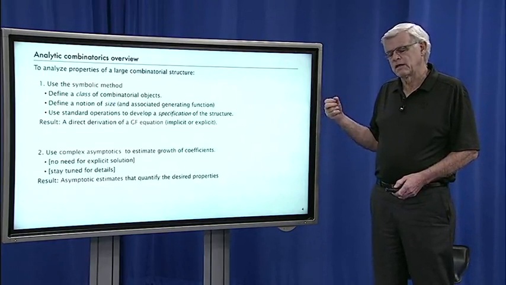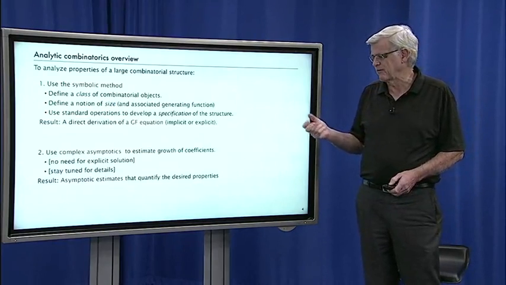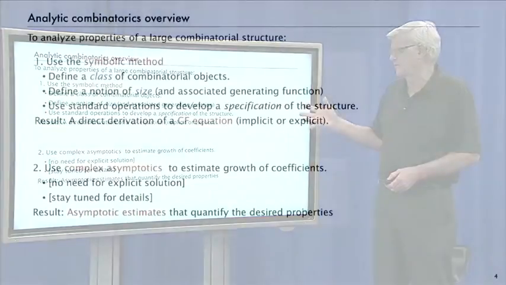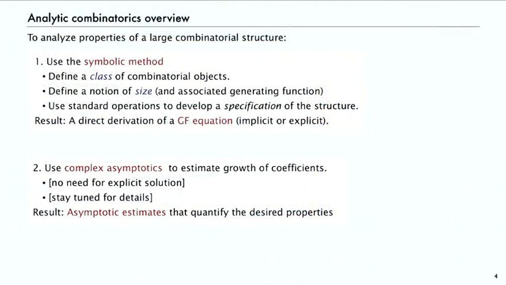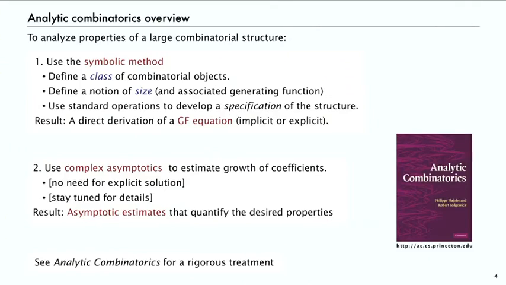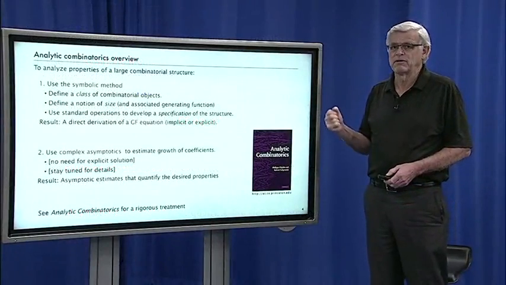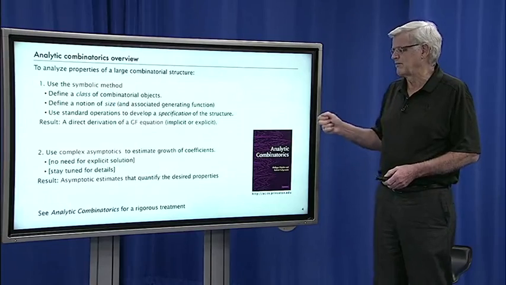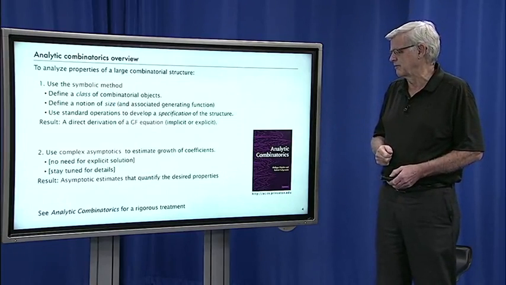When it comes to estimating the asymptotic values of the coefficient, we're going to use complex asymptotics. We don't have to find an explicit solution, and that'll be the second part of this Part 2, where we'll talk about directly deriving asymptotic estimates that give us the desired properties. And that's what the Analytic Combinatorics book is all about. First part's about the symbolic method. Second part's about deriving directly asymptotic estimates of the coefficients.